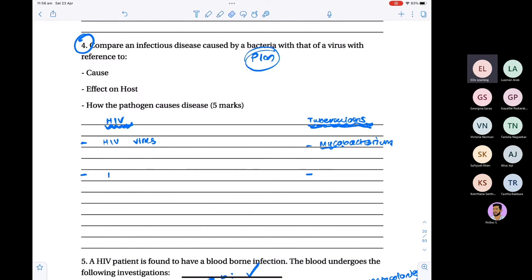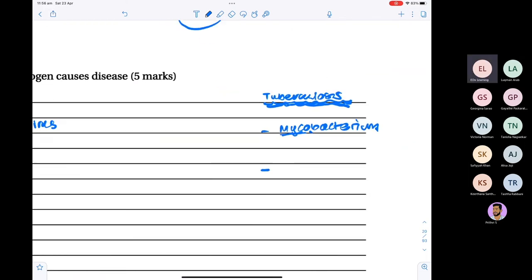You're explaining how the pathogen causes disease, right? This is, what is the effect on the host? That is the symptoms and signs. Does that make sense? Good. What is the effect on the host? Yeah, symptoms and signs.